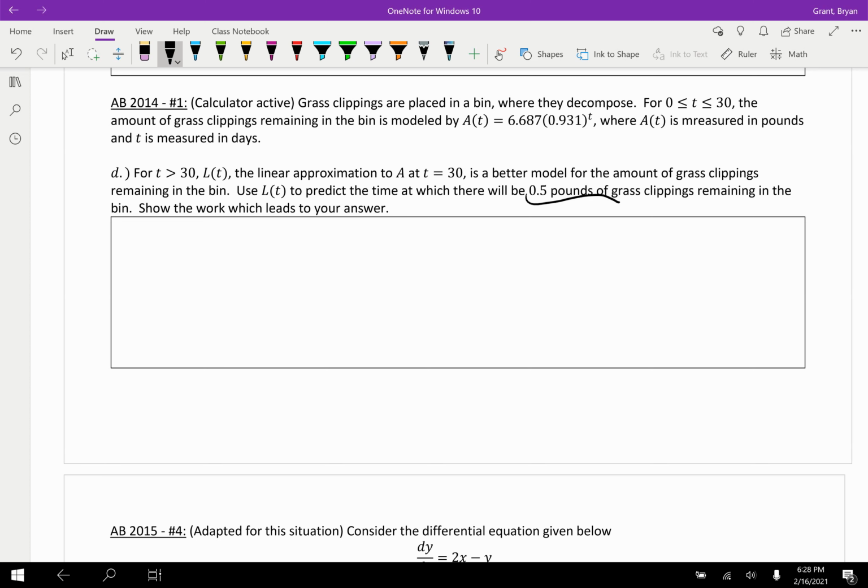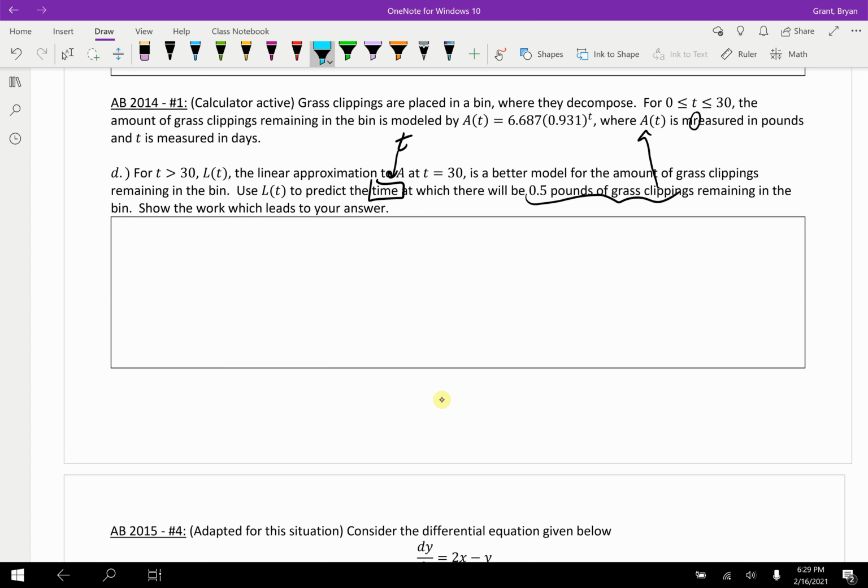Let's talk about grass clippings. Grass clippings is definitely going to be the output. Oops, measured. That's exciting. And let's see. So we are looking for predicting the time. We want to solve for t.